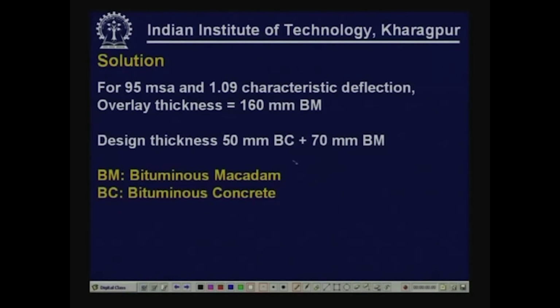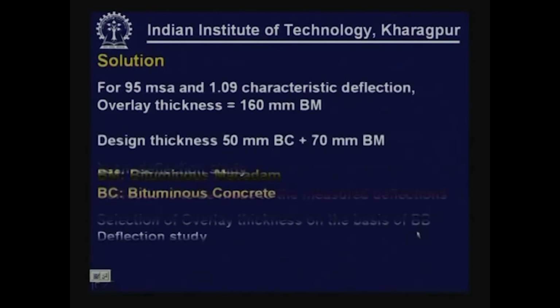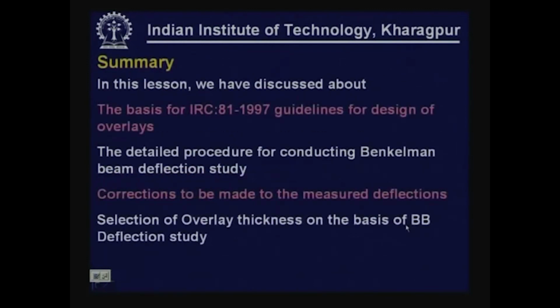So, we can verify whether this is correct or not. BM is bituminous macadam and BC is bituminous concrete. To summarize, in this lesson we have discussed the basis for IRC 81/1997 guidelines for design of overlays.